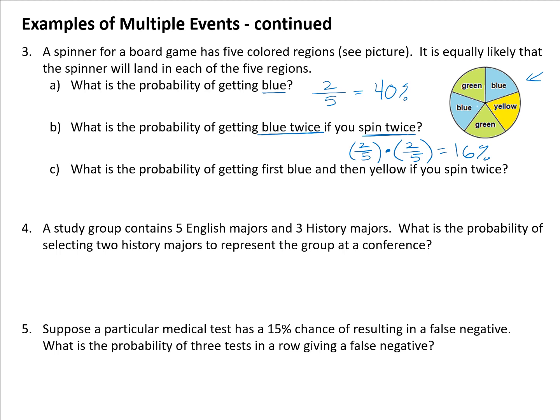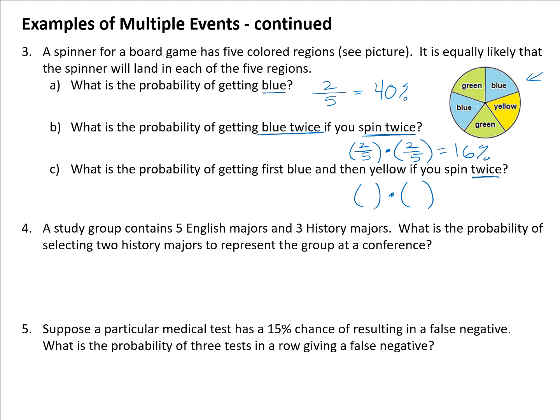All right, one more. Let's say we want to look at the probability of getting first a blue and then a yellow if you spin twice. Once again, we're spinning twice, so we are going to multiply 2 probabilities together. You're going to have a probability you multiply for every single event. So because we have 2 events, you're spinning twice, you have 2 probabilities to multiply.